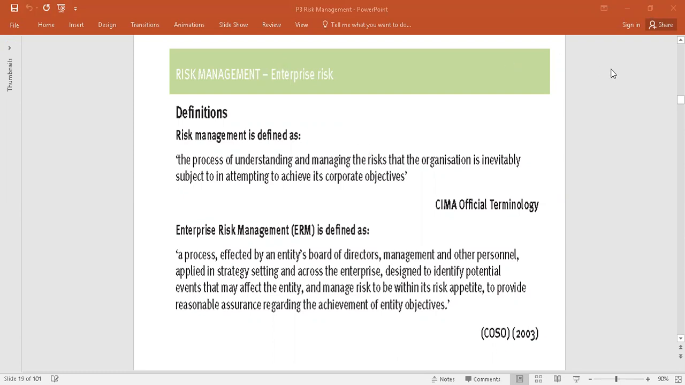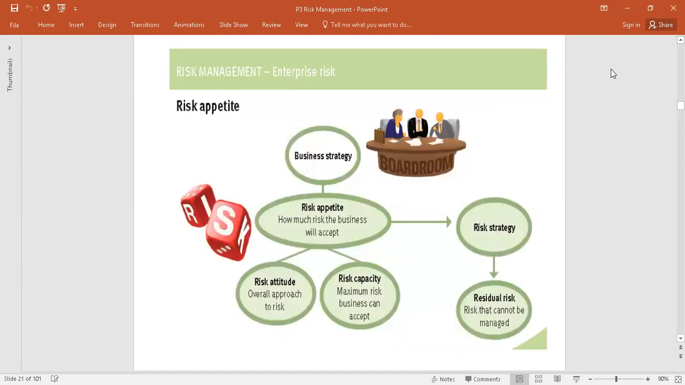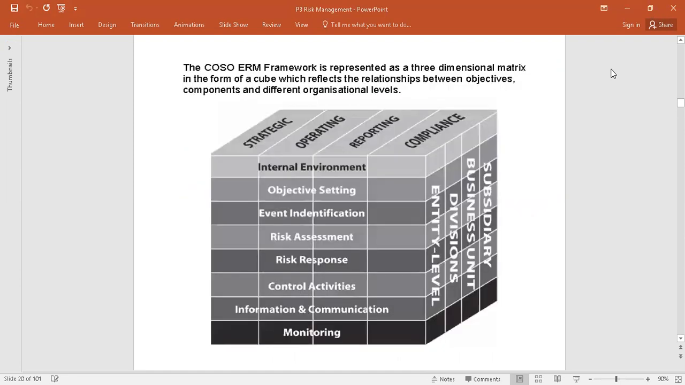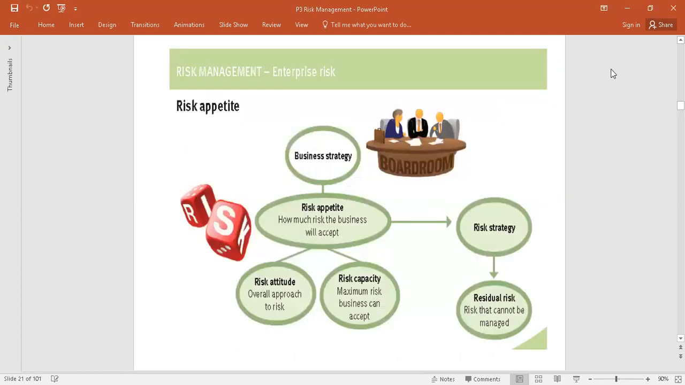This is the risk management process. Right now I'm not explaining anything about ERM, because after a while we will be looking into what ERM is. So now let's understand what the risk appetite is. Risk appetite.